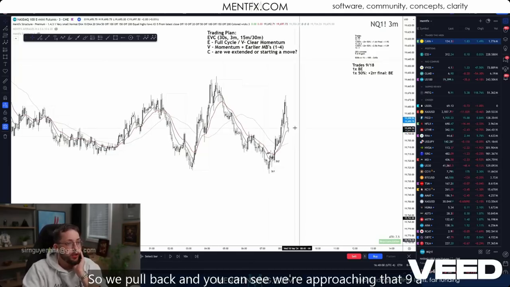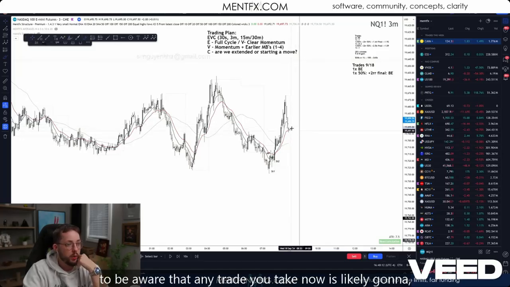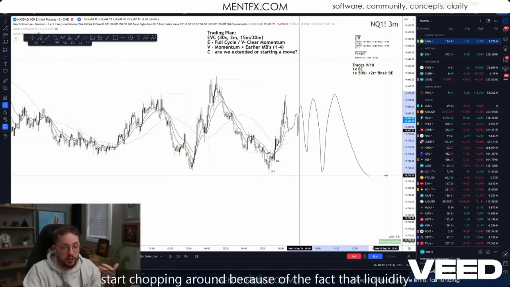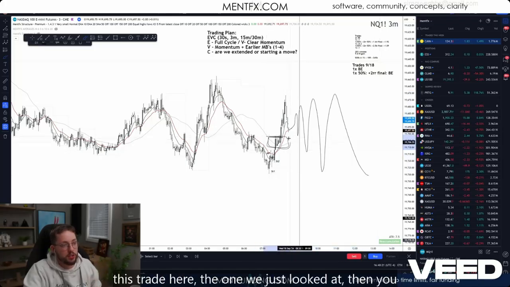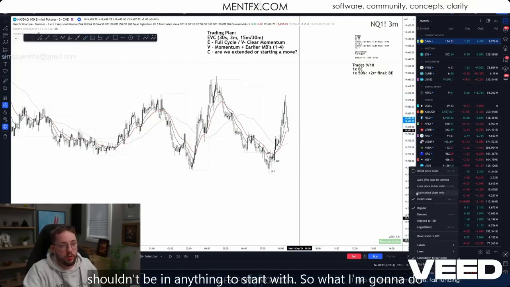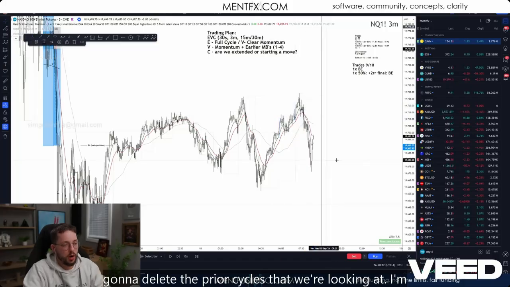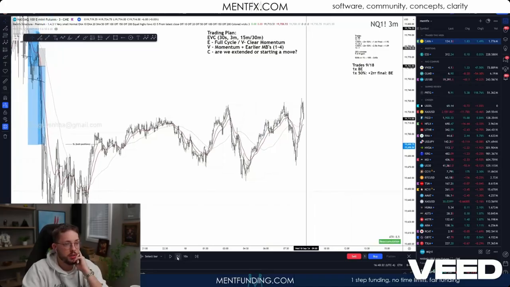So we pull back and you can see we're approaching that 9 a.m. So right now, if you are to take trades, you need to be aware that any trade you take now is likely going to start chopping around, because liquidity creates liquidity. And if you're not in this trade here, the one we just looked at, then you shouldn't be in anything to start with. So what I'm going to do is reinvert to the actual area we're at, delete the prior cycles that we were looking at, and let the market open up and do whatever it needs to do.